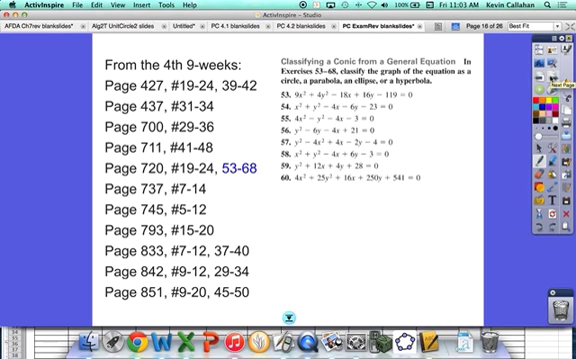Then classify, right? If you're looking at the general second degree equation here, be able to classify it as circle, parabola, ellipse, or hyperbola. How did we recognize which of these is a parabola? One squared term. So looking at this list, how many parabolas do you see? 56 and 59.